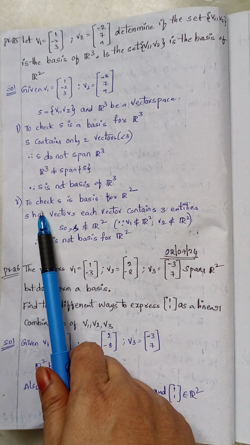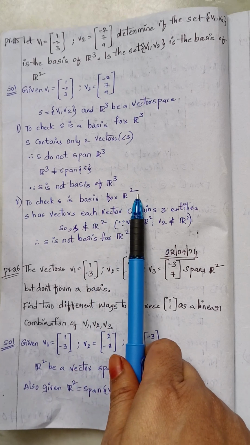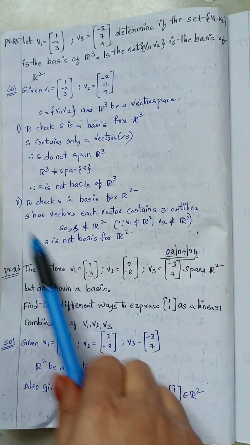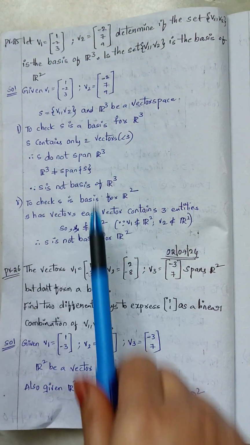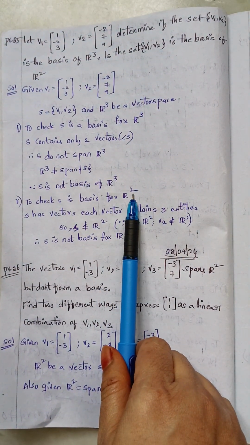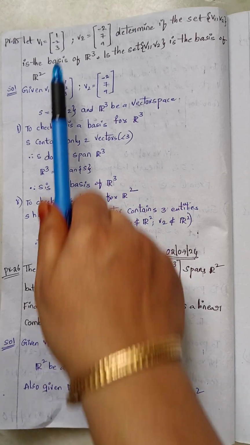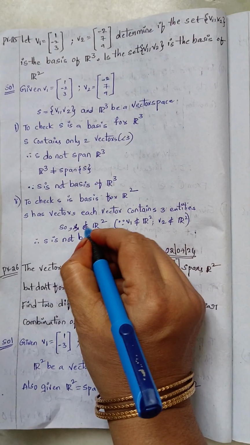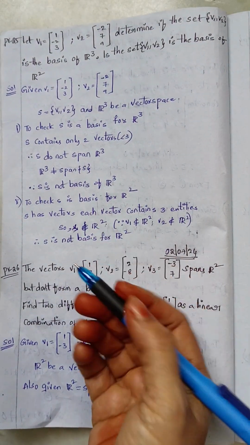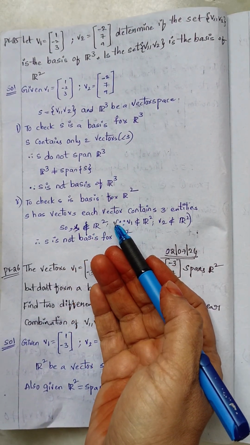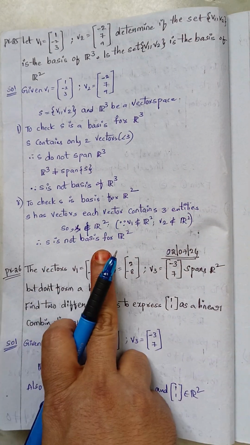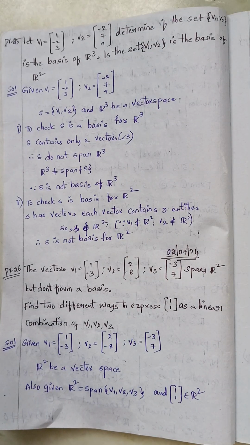See here, to check S is a basis for R2, S contains how many vectors? 2 vectors of course. How many entries for each vector? 3. But does it belong to R2 or not? No, because it contains 3 entries. So it does not belong to R2. That's why obviously it is not a subset of R2. So no need to check for span and independence. Obviously it is not a basis for R2.